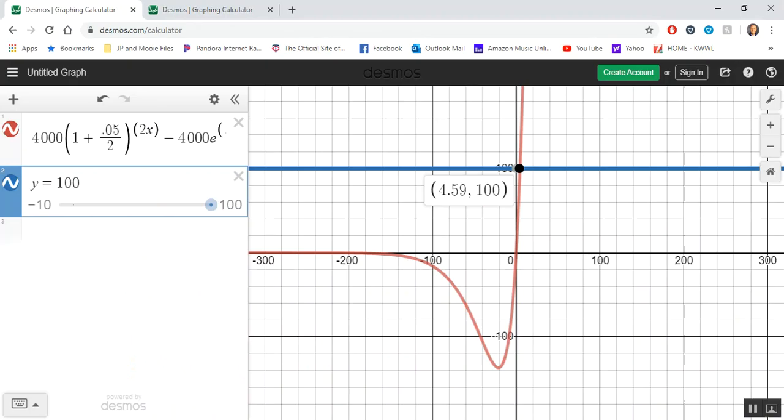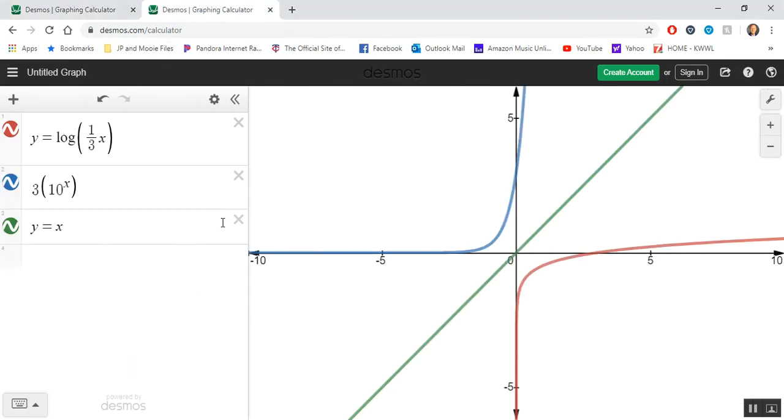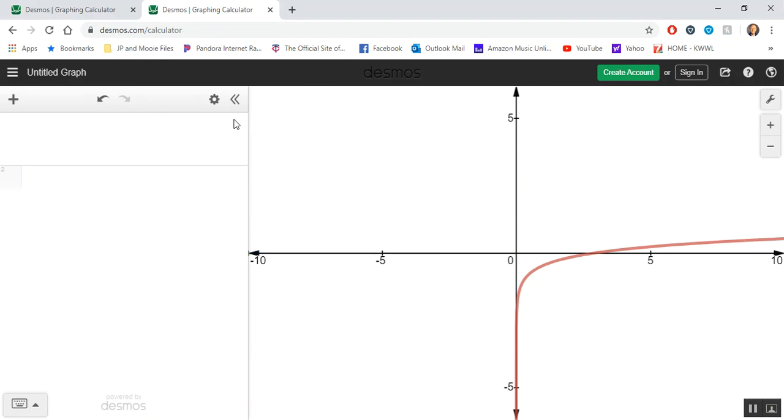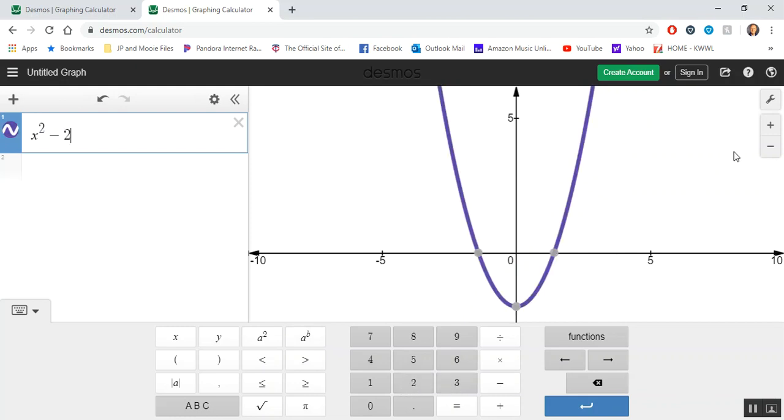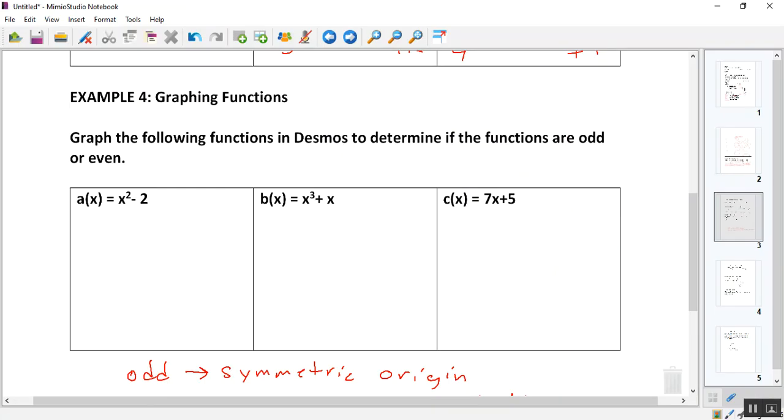What's the first graph I'm going to throw in here, kids? y is equal to x squared minus 2. And when I type in my x squared minus 2, here we go. Here's my graph. Now guys, what degree is this function? Second degree, so we know it can't be odd right off the bat, right? So I have a question for you. Is it symmetric about the y-axis? Yeah, it's even, right? Okay, so you guys take a minute, graph those in Desmos, or if you want to get with a partner and graph together.